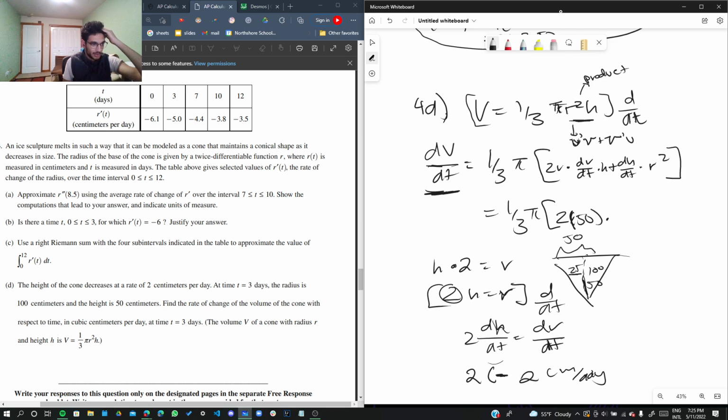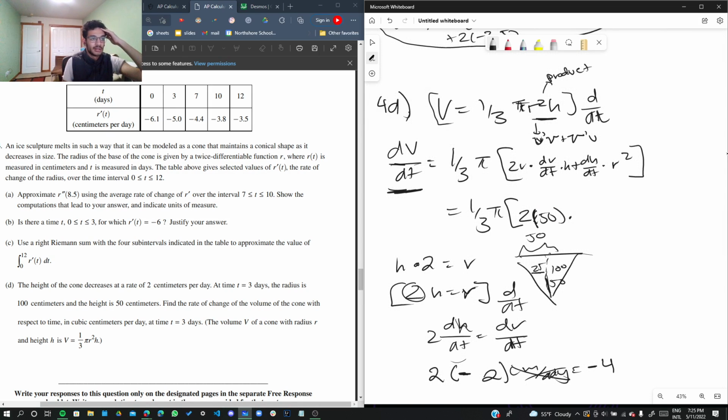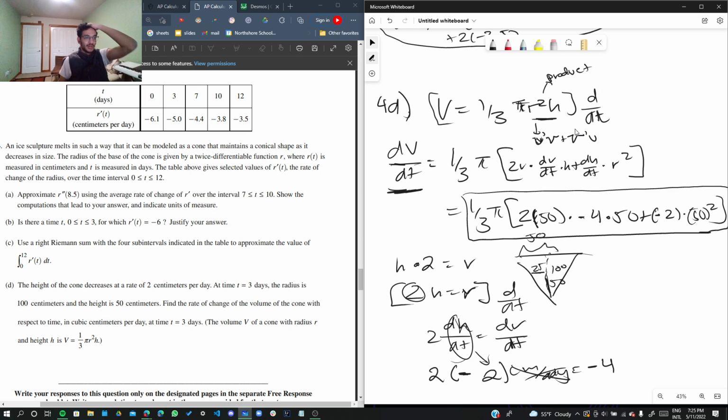But honestly, who cares about units, right? I mean, you should know what the units represent, but this is -2. So that means dr/dt is -4, right? Now we can plug this back into our equation: dr/dt is -4 times h, which is 50, plus dh/dt, which is -2, times r squared, so that's 50 squared. And that, my friends, is the rate of change of the volume with respect to time.